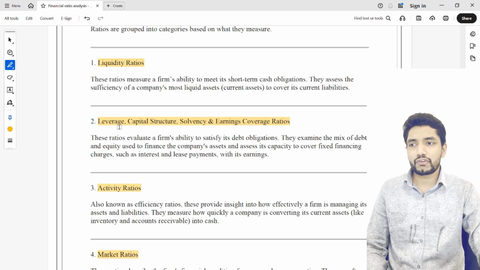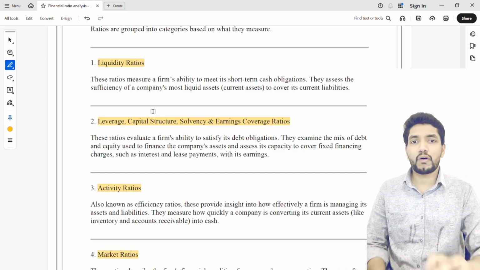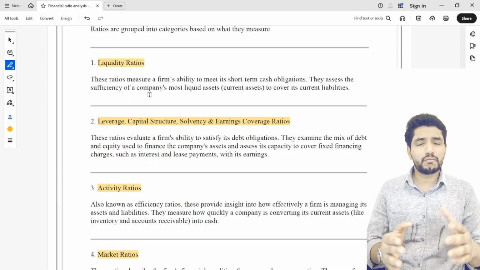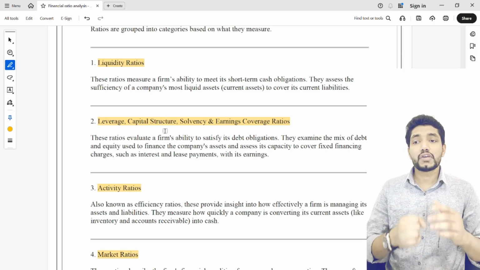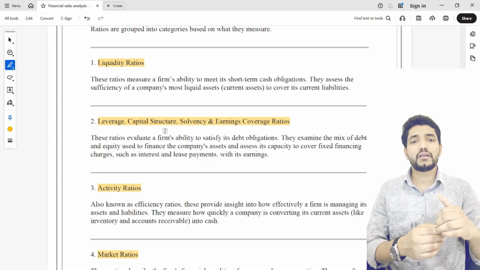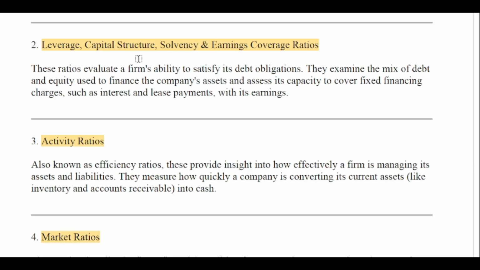When it comes to leverage ratios, we are always focusing on long-term solvency. Liquidity ratios focus on short-term liquidity, but leverage ratios focus on long-term solvency. That means if a company has long-term debt obligations, these leverage ratios analyze whether the company is able to meet the debt obligation once it is due. They examine the mix of debt and equity used to finance the company's assets and assess its capacity to cover fixed financing charges like interest and lease payments with its earnings.